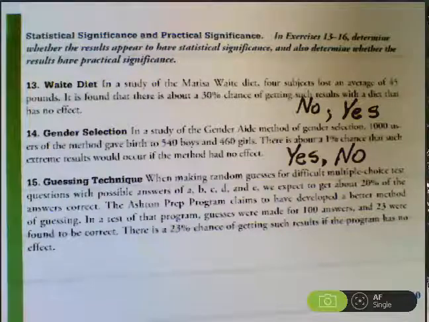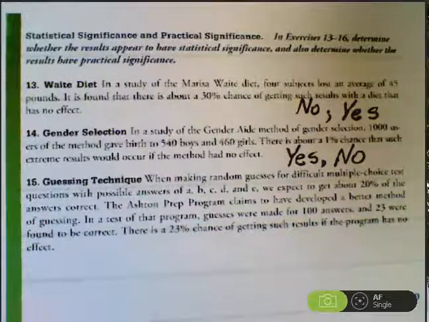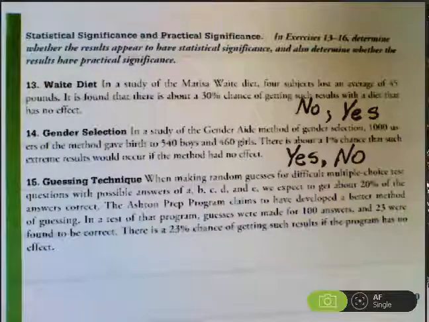we expect to get about 20% of the answers correct. There are five choices, so if you close your eyes and pick, you got a 20% chance of your pick being right. The Ashton Prep program claims to have developed a better method of guessing. In that program, guesses were made for 100 answers and 23 were found to be correct. There's a 23% chance of getting such results if the program has no effects. Just look up at the chance. The probability that this would have happened by chance is 23%.